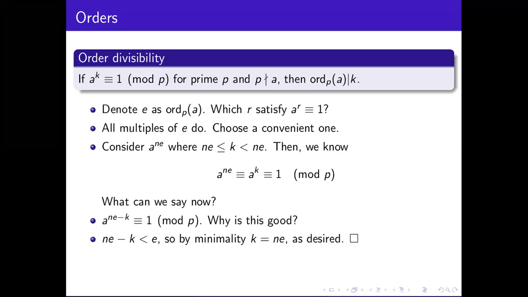Okay, so e was defined to be the minimal number such that a to the e is equivalent to 1. But we just found that a to the k minus ne is also equivalent to 1, and since k minus ne is less than e, this seems to be a contradiction, since e was defined to be the smallest positive number such that a to the e is equivalent to 1. So this means that k minus ne has to be 0, so k equals ne. For clarity, I'll type in the chat: it's supposed to say k minus ne, and ne is less than or equal to k is less than n plus 1 times e.